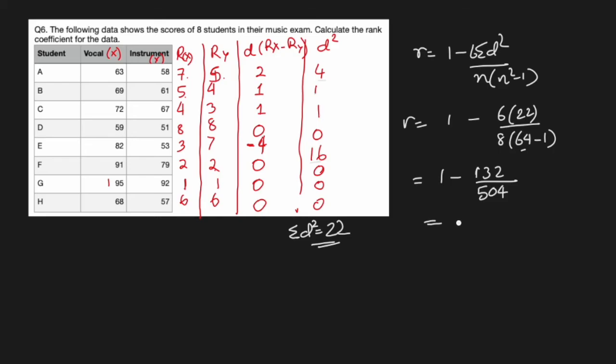What I'm getting is 0.73809, which we can round off to 0.738 to 3 decimal places. Okay.